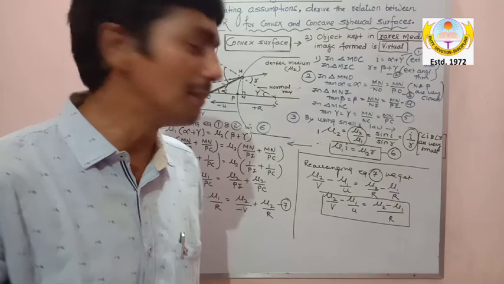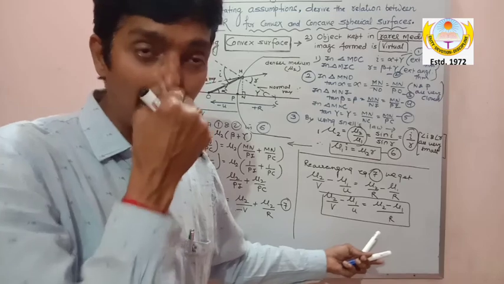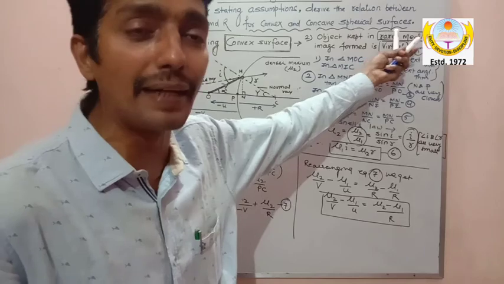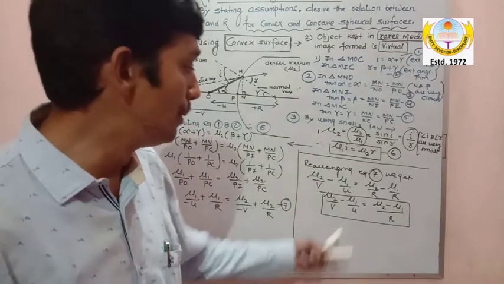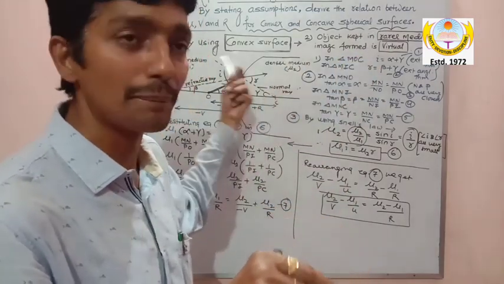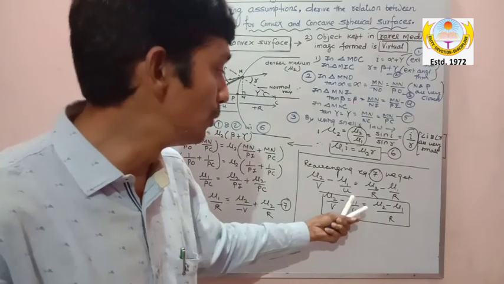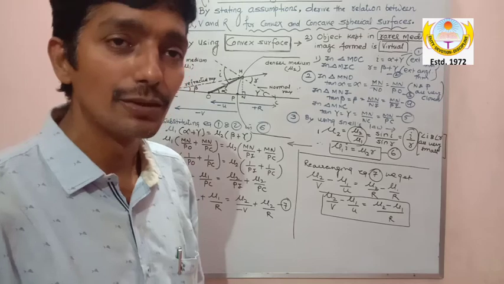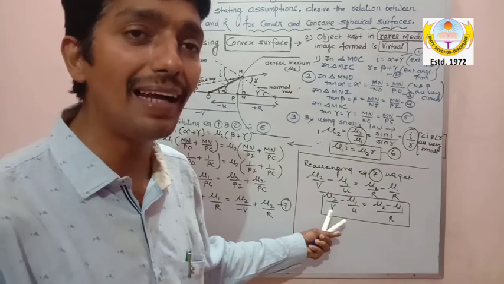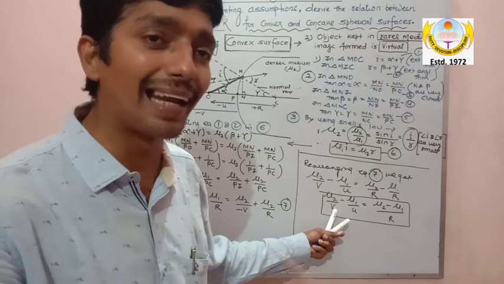If it is the rarer medium, the answer is mu2 by v minus mu1 by u is equal to mu2 minus mu1 by r. But if it is the denser medium, if the object is kept in the denser medium, my dear, the refractive index of the denser medium is mu2. So with mu2 you will get u and with mu1 you will get v. So the formula will become mu1 by v. Mu1 by v. Why? Because the object is in which medium? Denser medium. So the image is forming in the rarer medium.